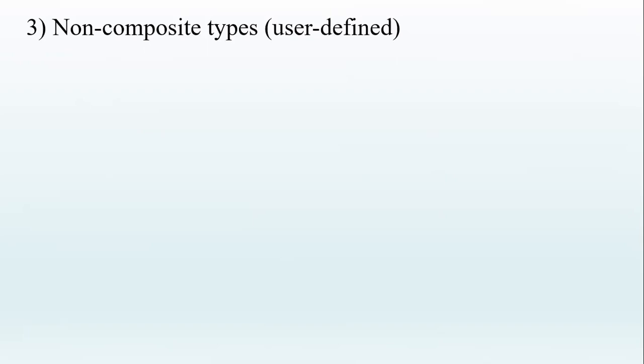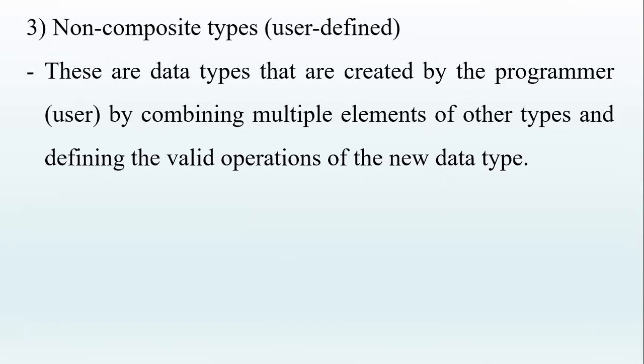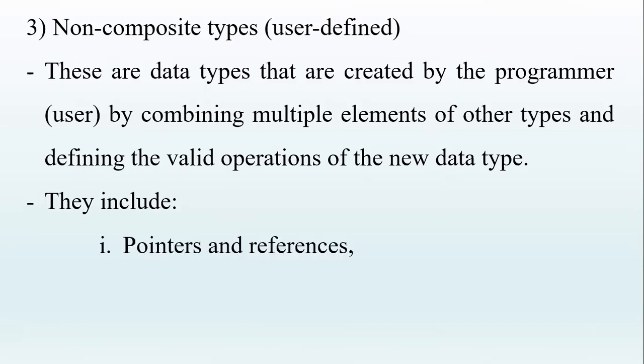Let's now look at non-composite types. These ones are also called the user-defined types. These are data types that are created by the programmer or user by combining multiple elements of other types and defining the valid operations of the new data type. They include, number one, pointers and references. Number two are enumerated lists.